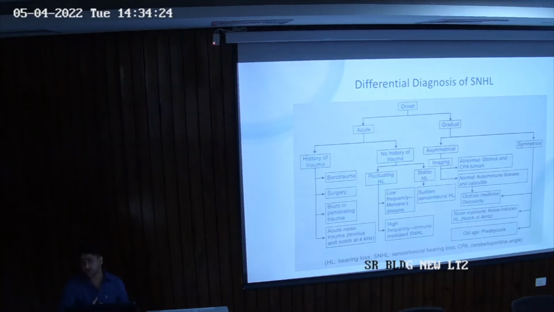Pure tone audiogram is a separate chapter. And age related is what we see most commonly. And if you are asked what is the most common cause of SN loss, then it is aging, presbycusis. And if it is gradual onset and asymmetrical hearing loss, we'll go for imaging. Asymmetrical means one ear has hearing loss and the other ear has no SN loss. Then we have to find out what is the cause.